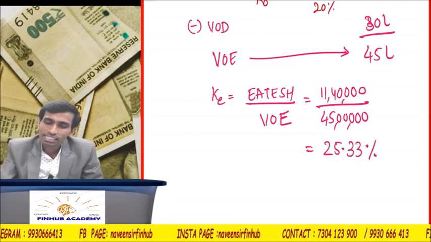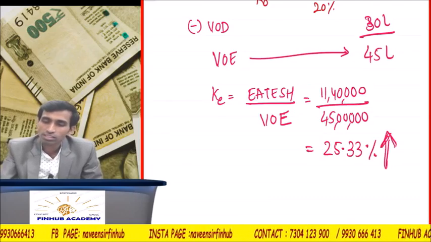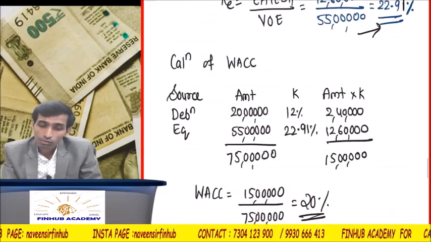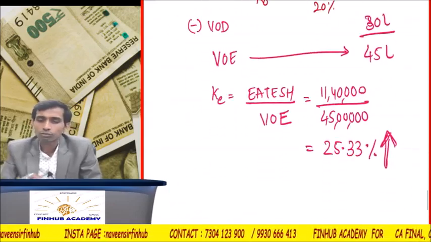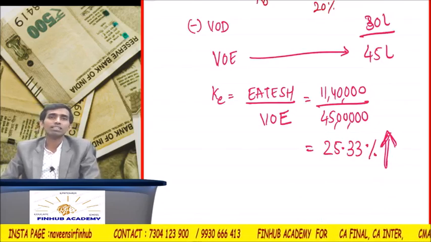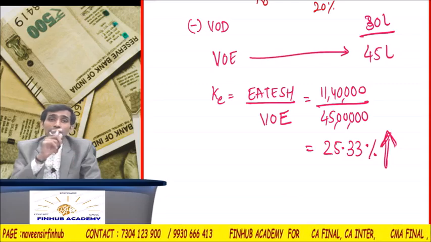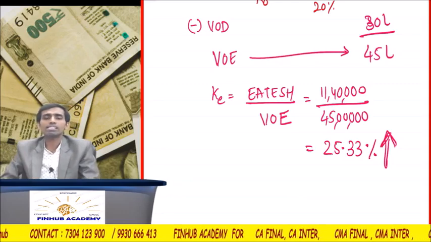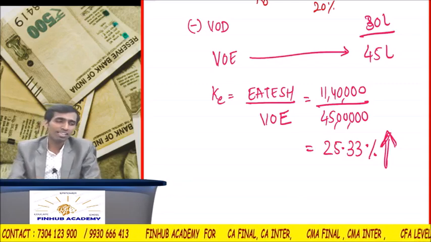25.33%. Initially it was how much? It has risen. Initially it was 22.91%. That is what I have to prove. So the cost of equity increased with the increase of debt. But the tax savings and the increase in the cost of equity will fight and there will be a set off. So the overall cost will remain the same.